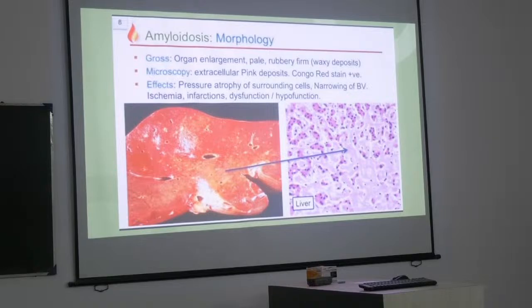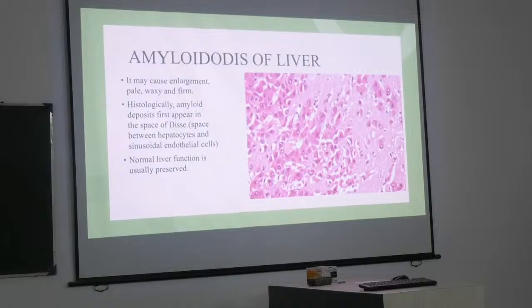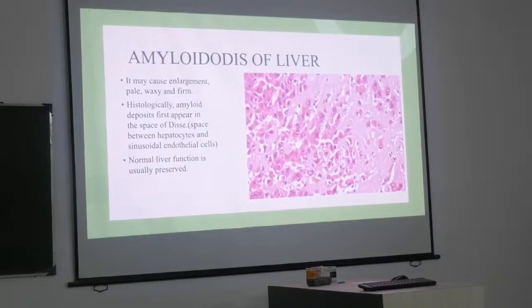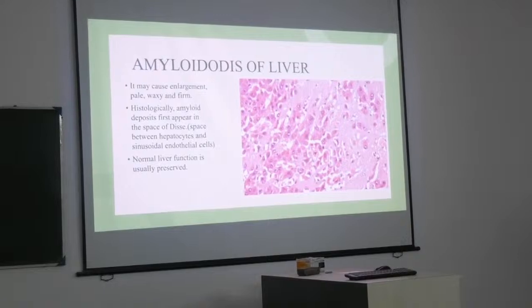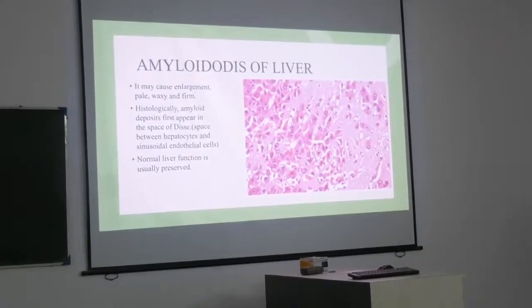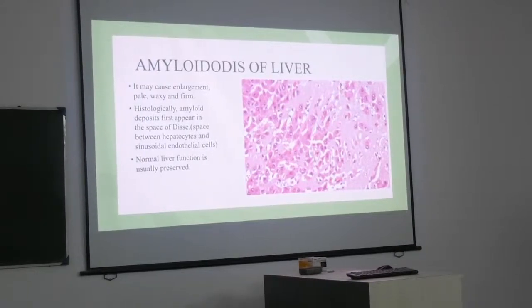And this is the gross appearance of the liver. It is enlarged and waxy. Where do the deposits occur in liver amyloid? In the space of Disse, the space between the hepatocytes and the sinusoidal endothelial cells. Everywhere, amyloid tends to deposit in the extracellular space near the basement membrane. In gross, there is enlargement, pale, waxy and firm; histologically it first appears in the space of Disse, between the basement membrane and the hepatocytes.